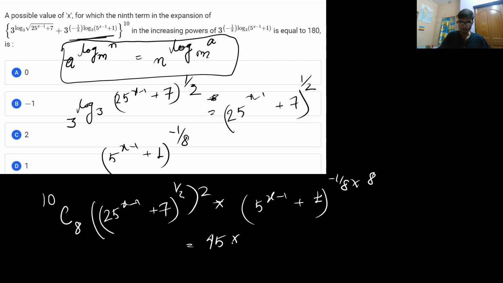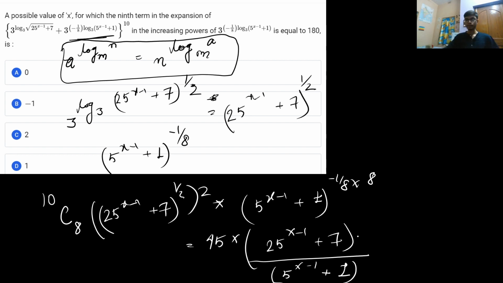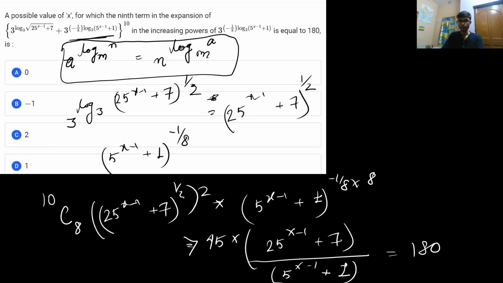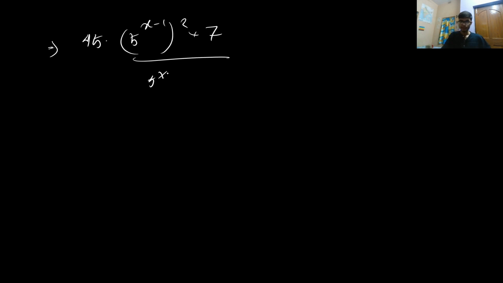that is 45. So 45 into this value will be equal to 25 x to the power x minus 1 plus 7 divided by this value, which is 5 x to the power minus x minus 1 plus 1. Okay, and this is the result, and it is said that this particular value is equal to 180. So if you solve this relation, that is 45 into 5 to the power x minus 1 whole square plus 7, divided by 5 to the power x minus 1 plus 1 is equal to 180.